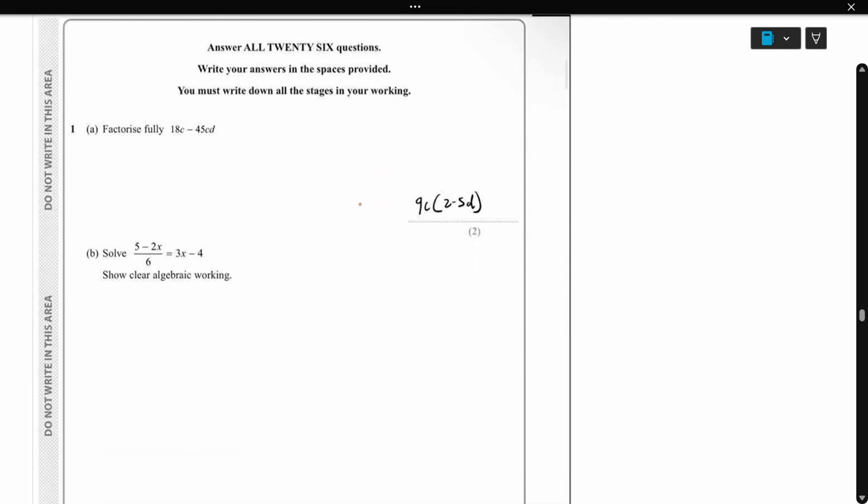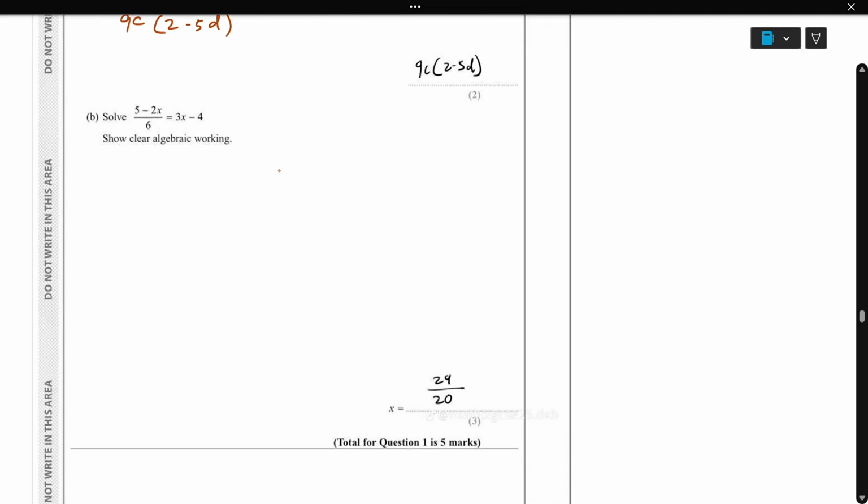First question, factorize fully 18c minus 45cd. First we're going to find the HCF, highest common factor. The highest common factor of 18 and 45 is 9. Then c is common. So when you bring out 9c, here 2 is left and here 5d is left. That's the answer here.